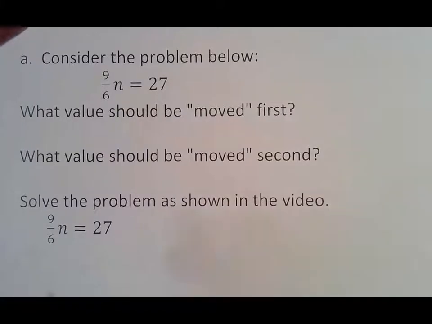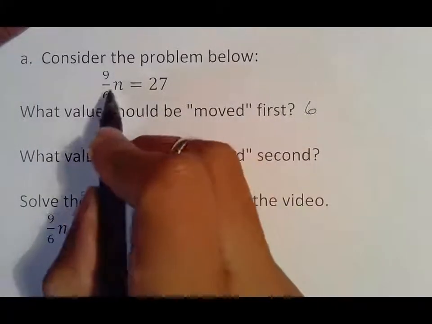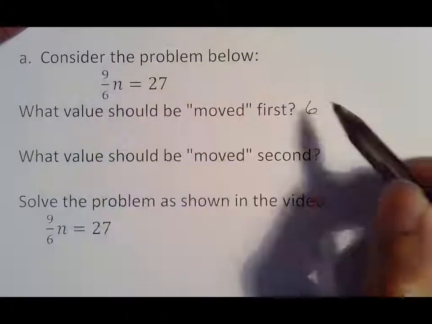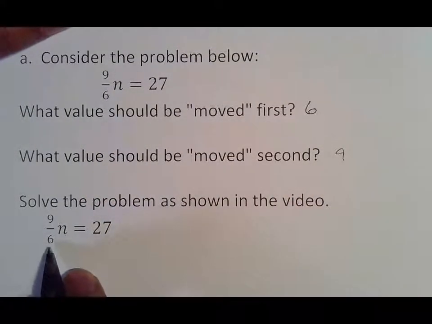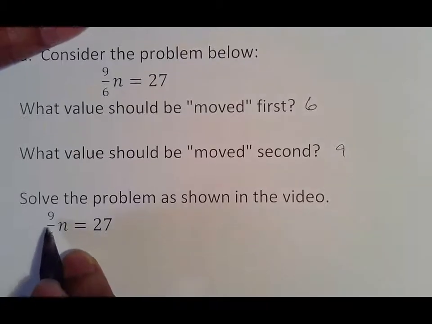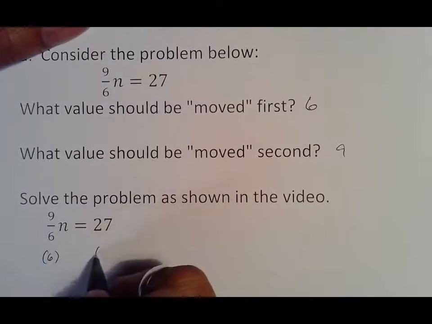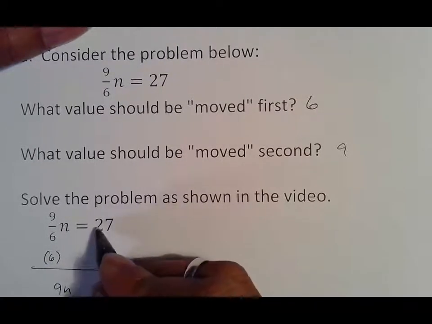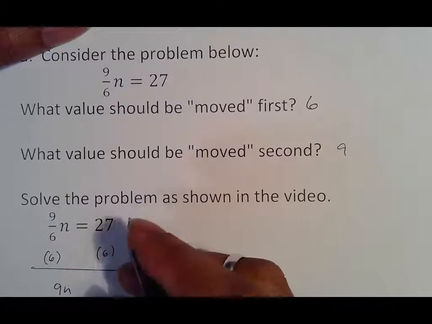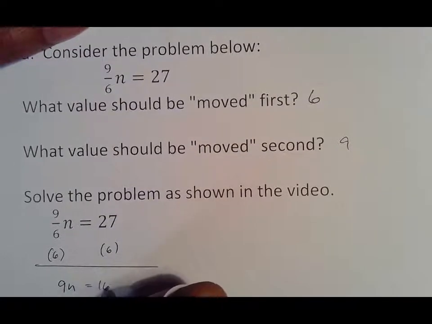What value should be moved first is the 6, because remember we moved the bottom value first and then the 9 would go second. Again, what we do here is to move this 6, it's divided by 6, so we multiply by 6, multiply by 6. 9n comes down. 6 times 2 is 12. 6 times 20 is 120. 6 times 7 is 42, so that's what, 162.